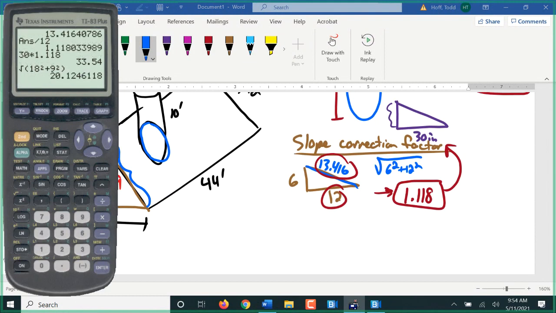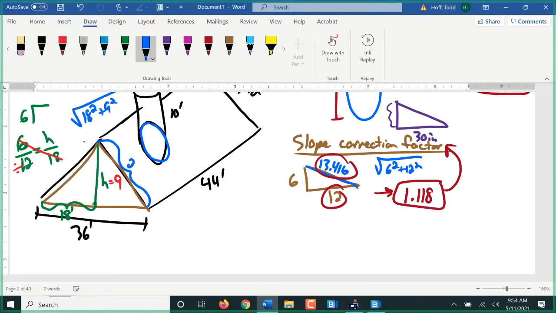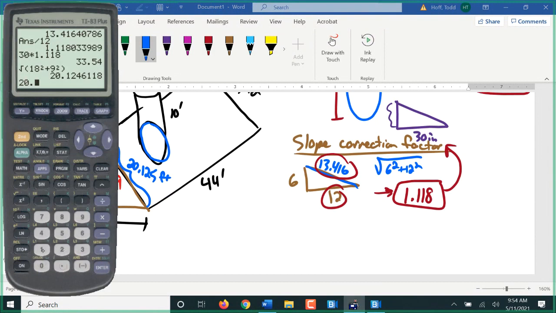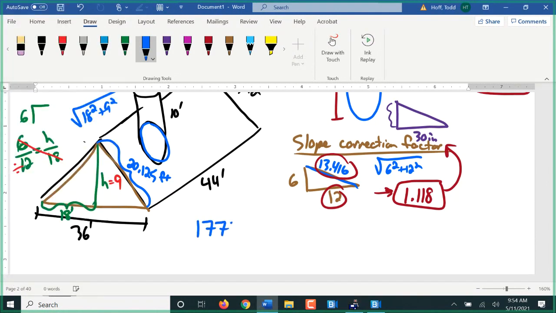Giving us 20.125 feet. So the area of that whole roof is that 20.125 times the 44, and then times 2 because there's two sides to the roof. So 1771 square feet is the area of the whole roof.